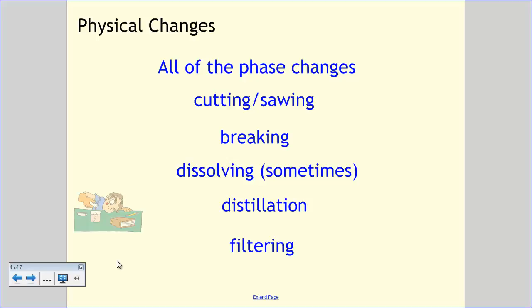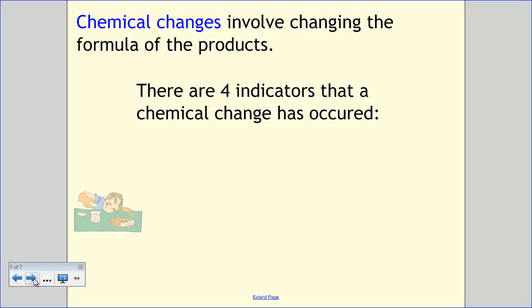The formula never changed. The iron filings were still iron filings at the end in our lab. The sand was still sand. The salt, even though we dissolved it, filtered it through something, and then boiled off the water, the salt was still salt. It's still sodium chloride.